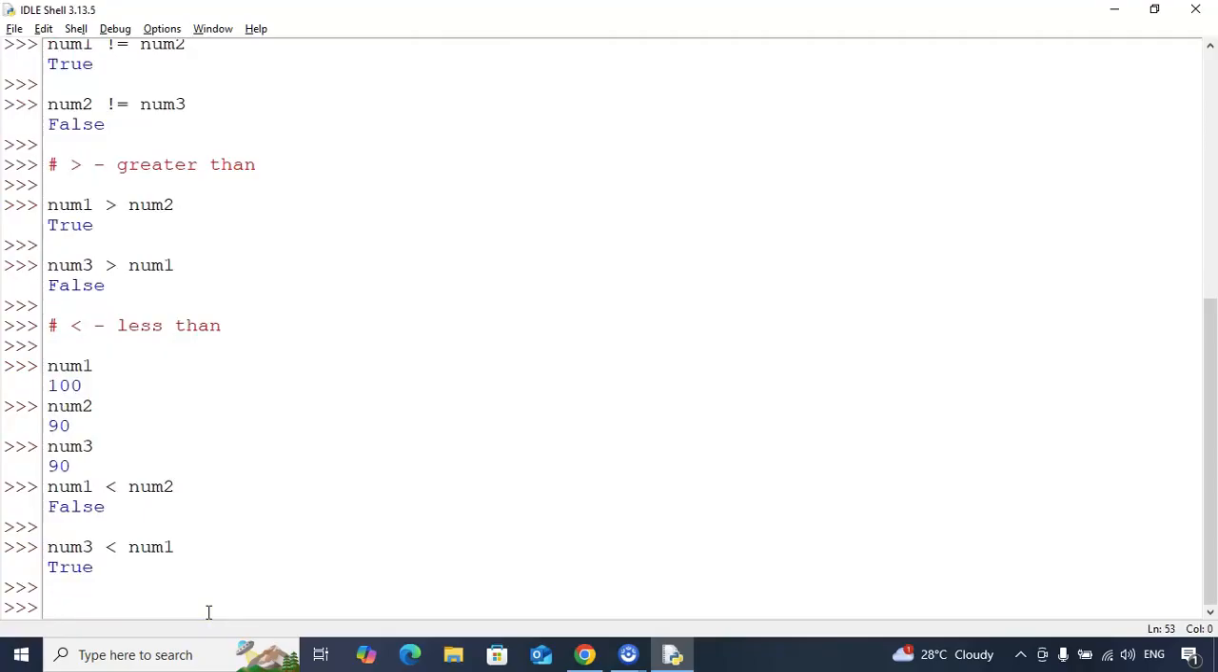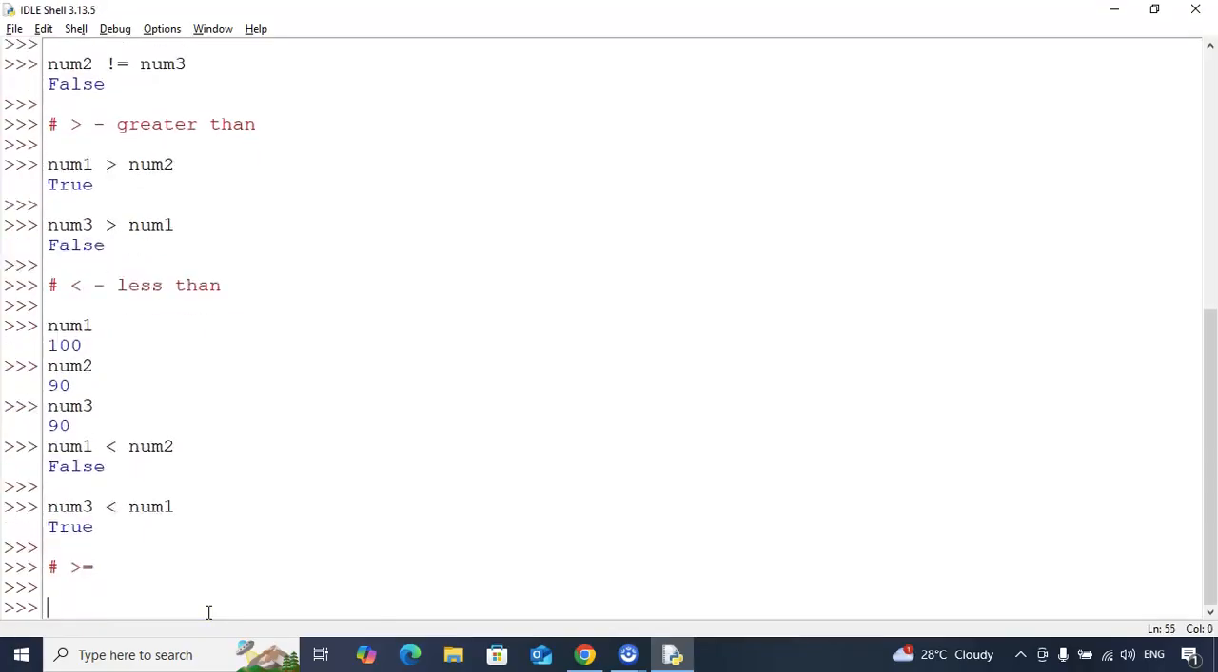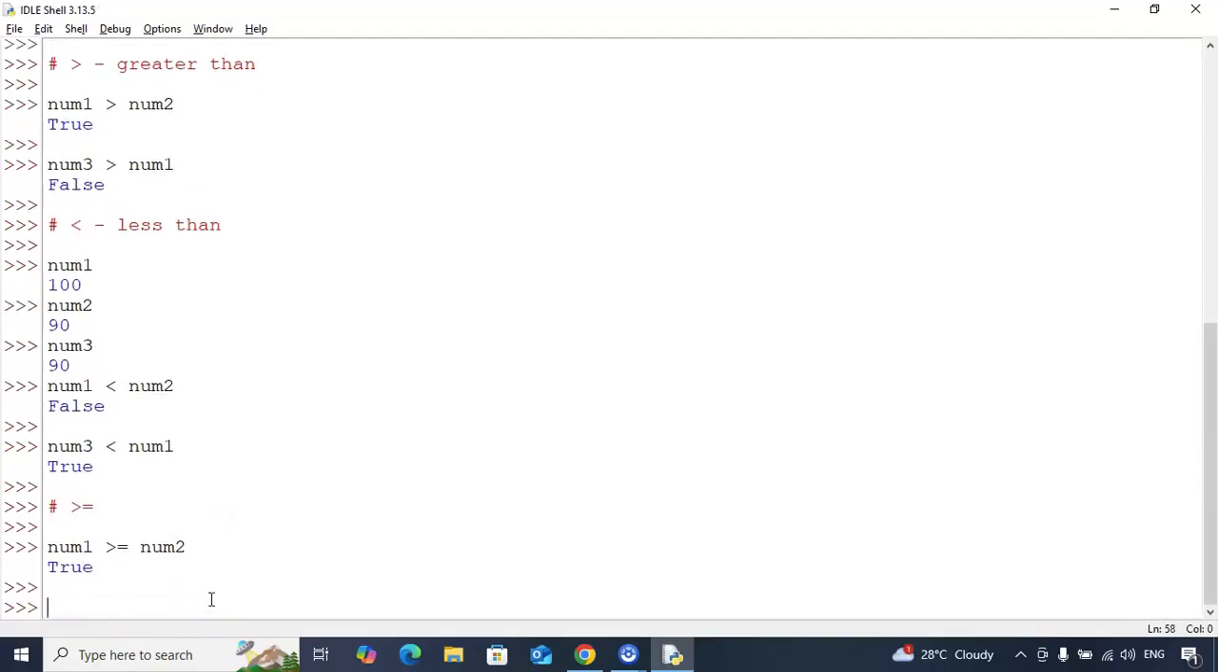Simple. All right. Next is the greater than or equal to operator. In this case, we get a true if the left side operand is either greater than the right side value or equal to the right side value. For example, num1 greater than or equal to num2. Num1 value is 100, num2 value is 90. Is num1 equal to num2? No, but it is greater than num2. So we'll get a true here.